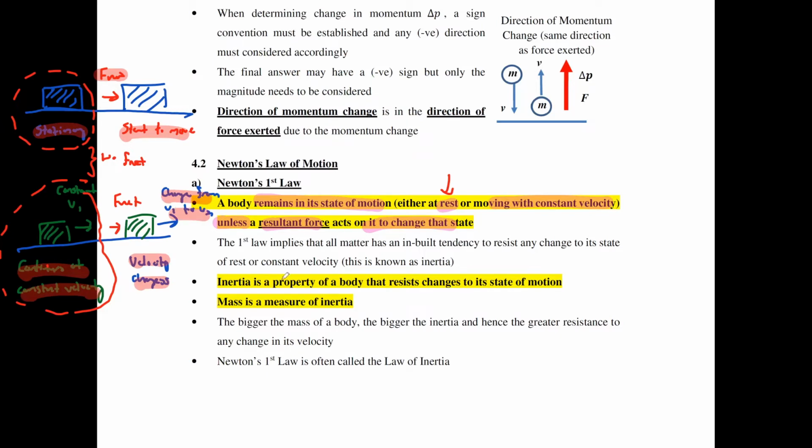So the first law here implies that all matter has an inbuilt tendency to resist any change in its state of rest or constant velocity. You have something that is resisting a change in its state of motion. This is called inertia. So inertia is the property of a body that resists changes in the state of motion. Now, inertia can be measured by mass. The bigger the mass of a body, the bigger its inertia, and hence the greater resistance to its change in velocity.